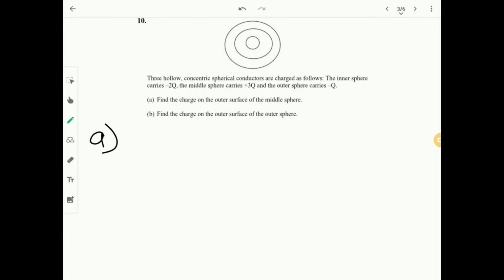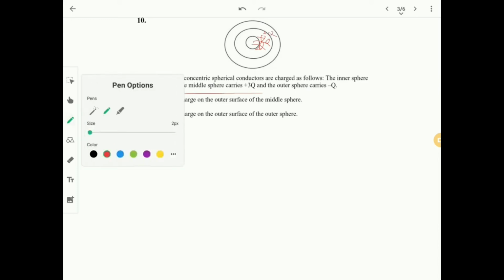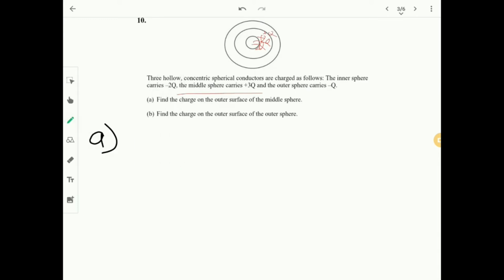Okay, we should remember that the charge of any conducting sphere is usually on the outside, on the surface, so we have minus 2q here. Since we have minus 2q here, we cause a plus 2q to come here. I have explained this before. Now since the whole middle sphere contains plus 3q, this should have plus q. And this answers our first part of the question, which is asking what is the charge on the outer surface of the middle sphere. It is plus q. The sum has to be equal to the given.